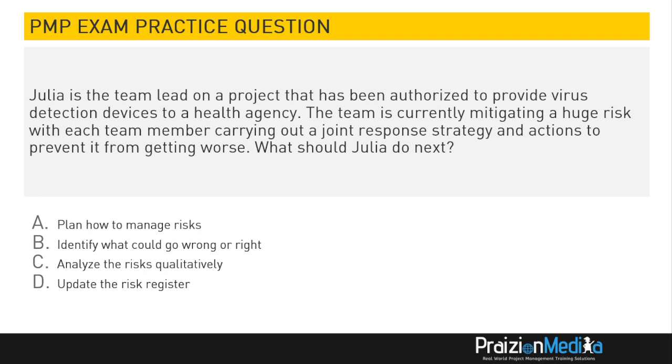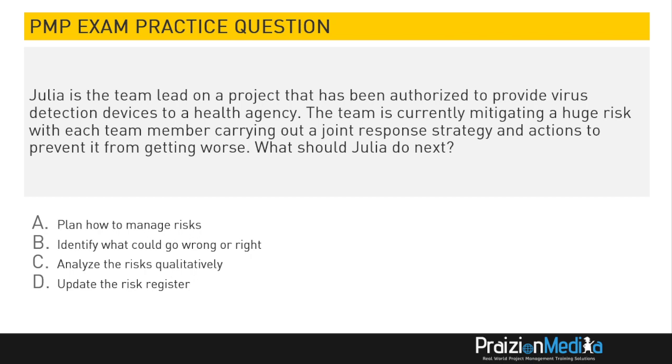Next question. Julia is the team lead on a project that has been authorized to provide virus detection devices to a health agency. The team is currently mitigating a huge risk, with each team member carrying out a joint response strategy and actions to prevent it from getting worse. What should Julia do next? All right. So, team is mitigating. That tells you it's a risk response, and implement risk responses.